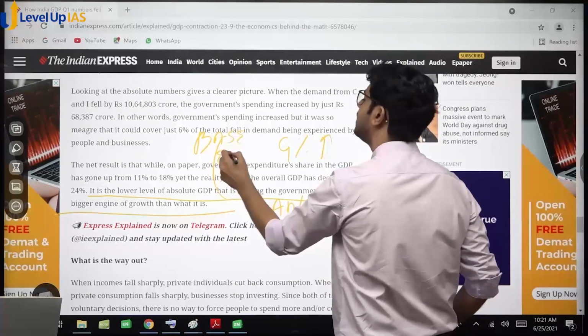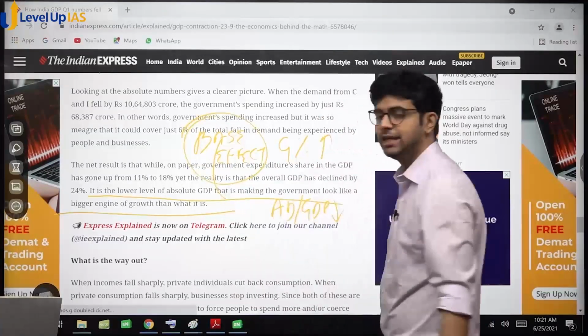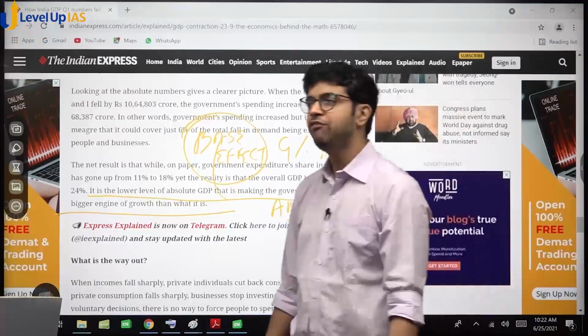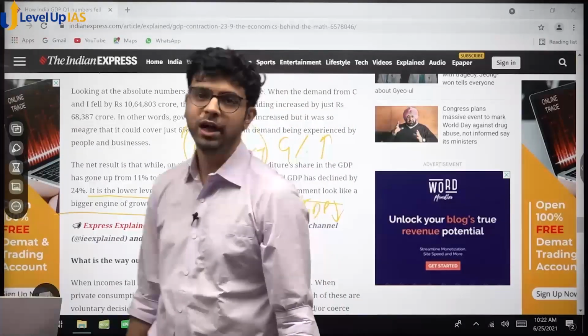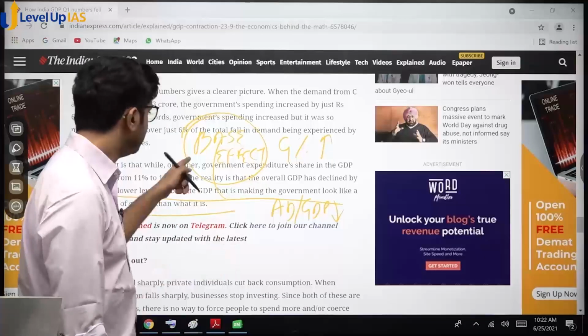Base effect is a very generic term. Anything you do in life which has a defective base, or not defective but an abnormal or outlier base, and due to that you get skewed results, that is a base effect. This is base effect.